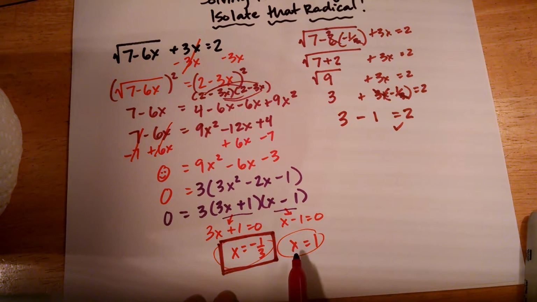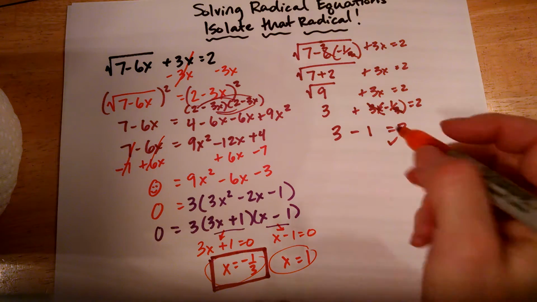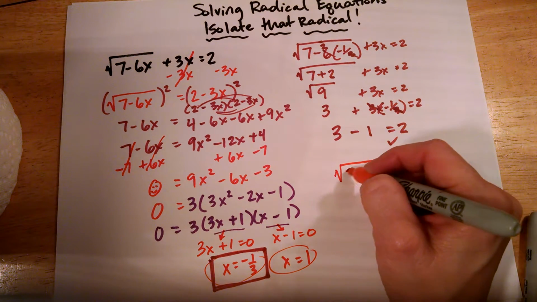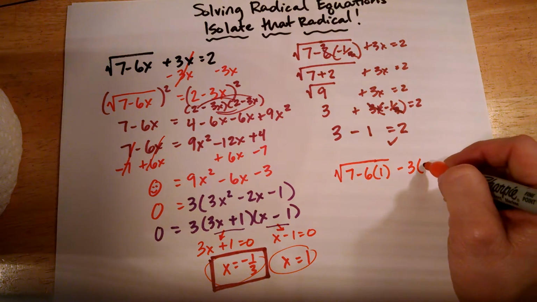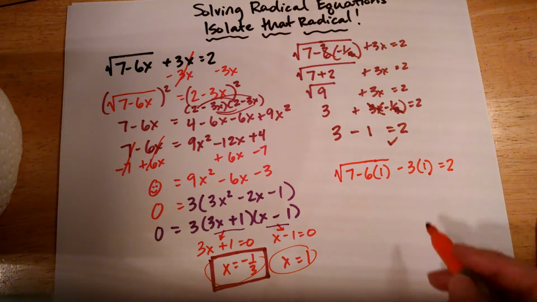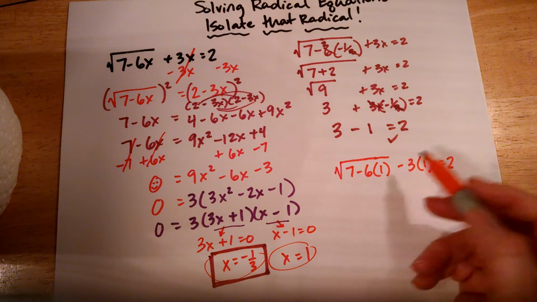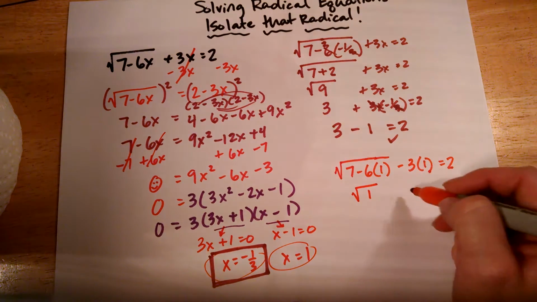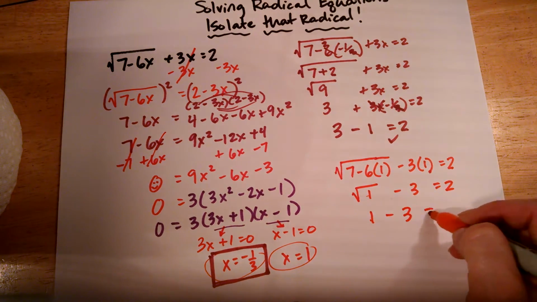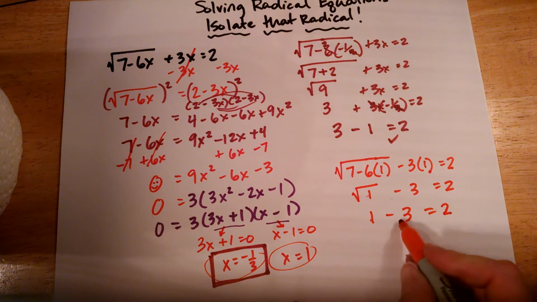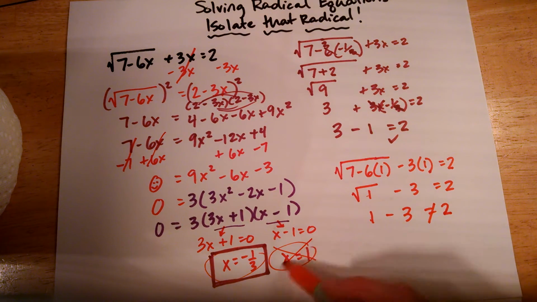Now we have to figure out this guy over here. So let's plug him in to the original equation. And we've got square root of 7 minus 6 times 1 minus 3 times 1 equals 2. Okay, so all this should equal 2 if we're playing our cards right. Okay, so 7 minus 6, that's 1. Square root of 1 minus 3 equals 2. So I've got square root of 1 is 1. 1 minus 3 equals 2. 1 minus 3 does not equal 2. That's not right. So this guy is an extraneous answer.